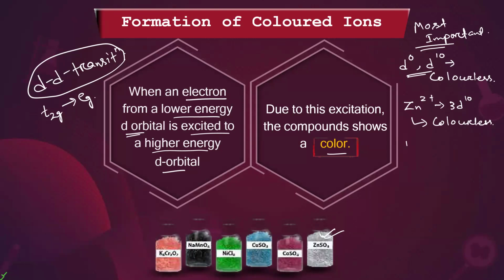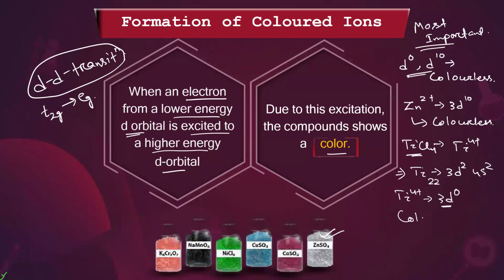Again, listen. I have given TiCl4. TiCl4 means Ti has 4+ oxidation state. Ti has atomic number 22, so this is 3d2, 4s2. If you remove 4 electrons, you will have 3d0 configuration. So this is your colorless compound.